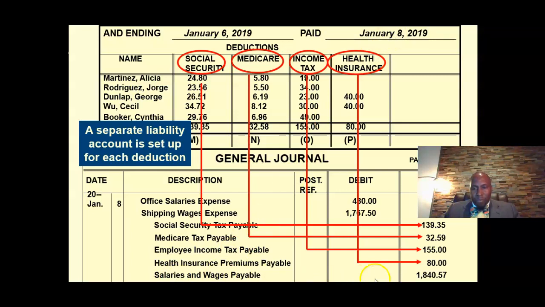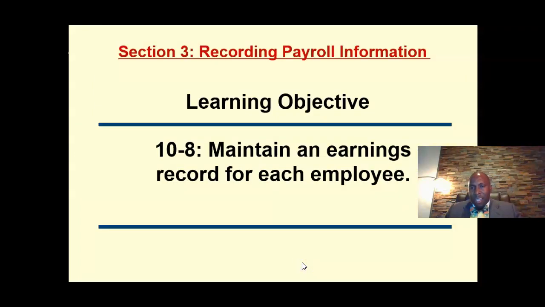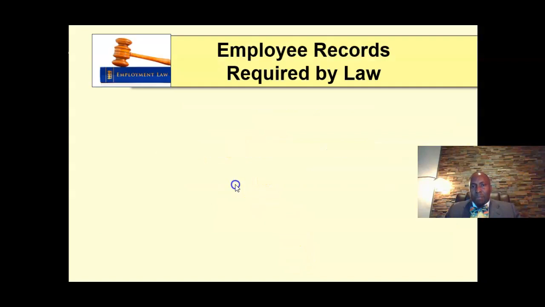Once again, when you pay the employees on the 8th of January, you're going to debit the liability account, salaries and wages payable, for the $1,840.57, and you're going to credit your cash account. Now, because I've paid my employees, I can decrease this liability account, and I'll also decrease my cash account. And I do apologize for not having that entry. I had it, I must have deleted it somehow.